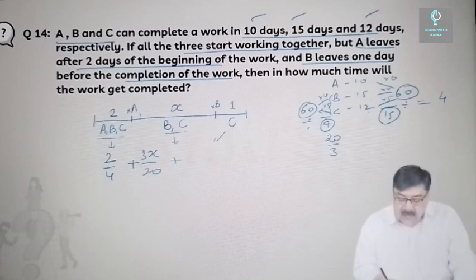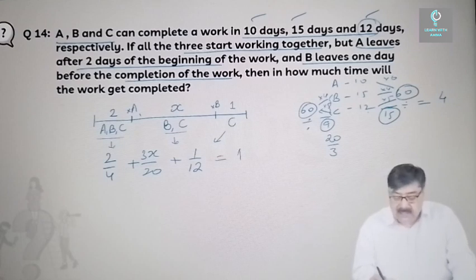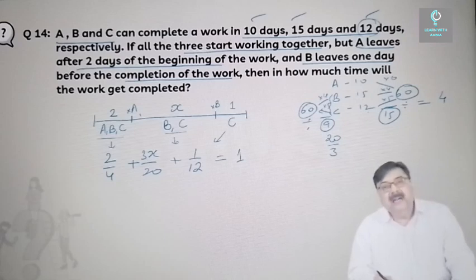Plus 1 day work of C. C can complete the work in 12 days. So in 1 day, C does 1 by 12 of the work. So together they complete 1 work. Now let us do one thing here. You know, this is half. Half you will add to 1 by 12.